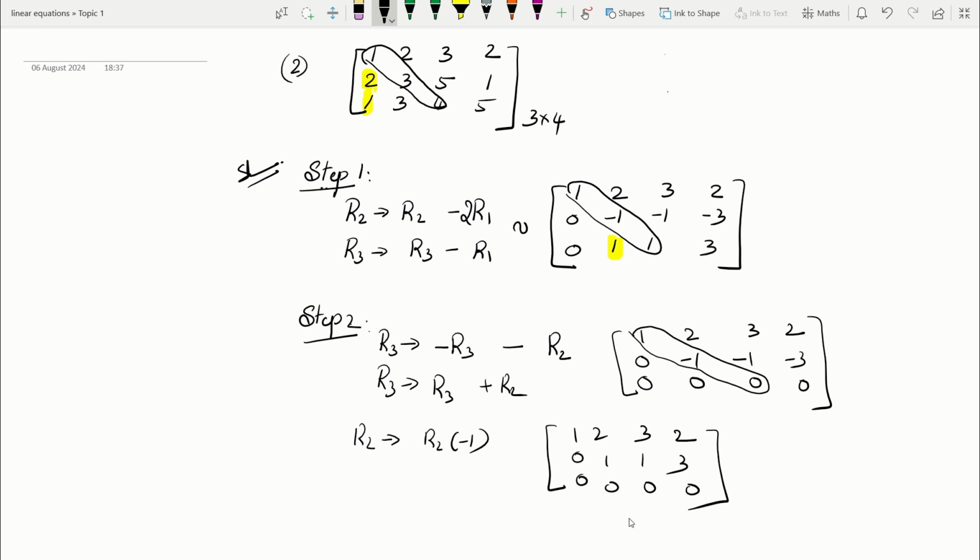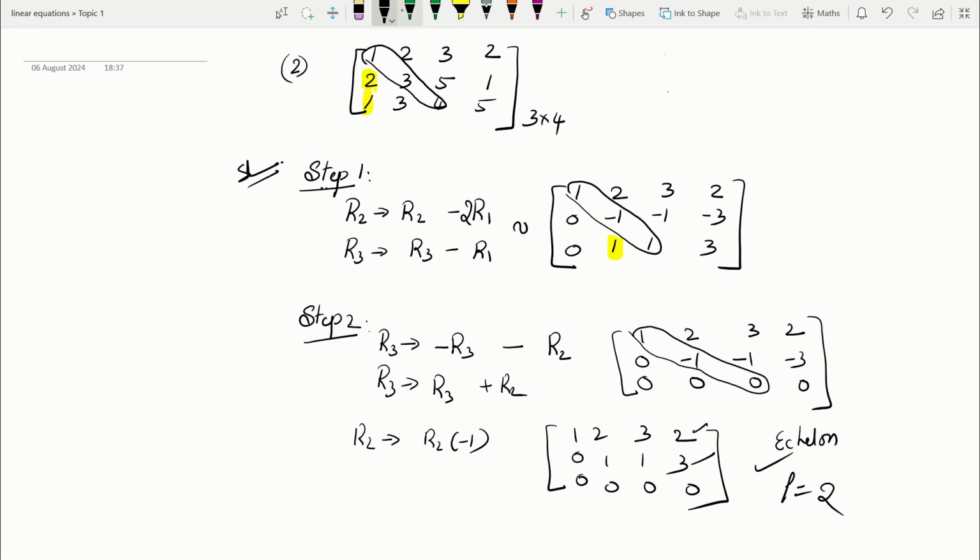Okay. You can call it an echelon form only. But a small change is required. That is, minus 1 is here, but we are expecting 1, right? Diagonal elements either 1 or 0. So let me multiply R2 with a minus symbol. Okay. Then 1, 2, 3, 2, 0, 1, 1, 3, 0, 0, 0, 0. Correct? This is in echelon form.